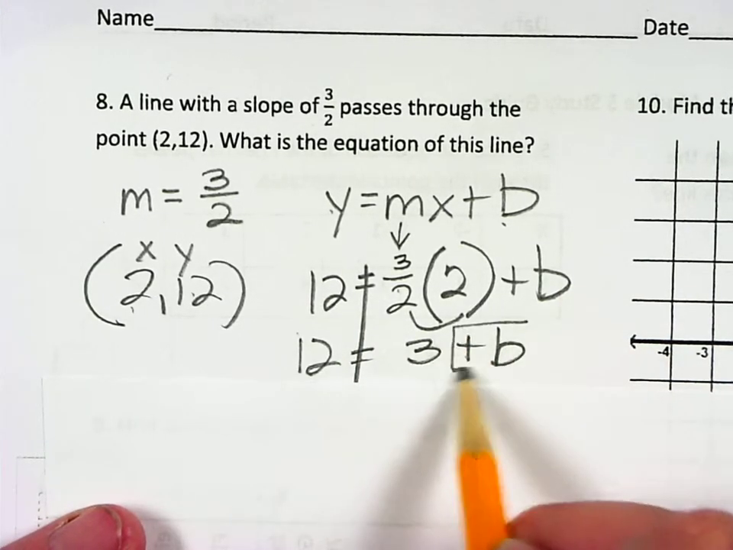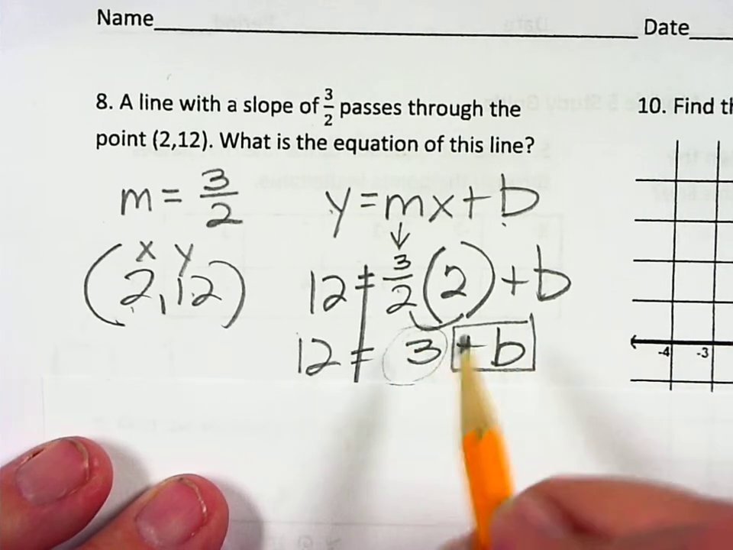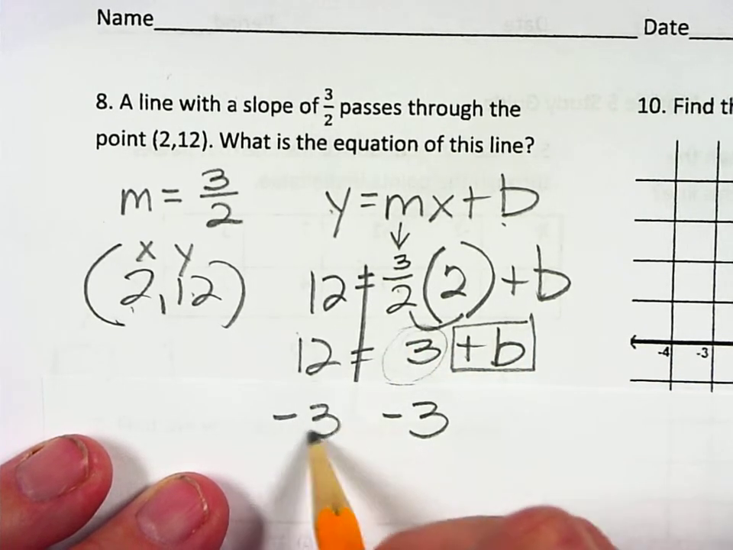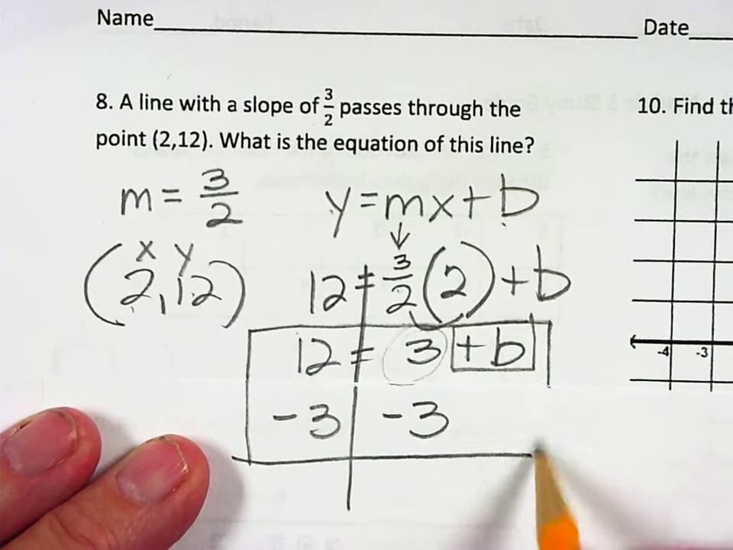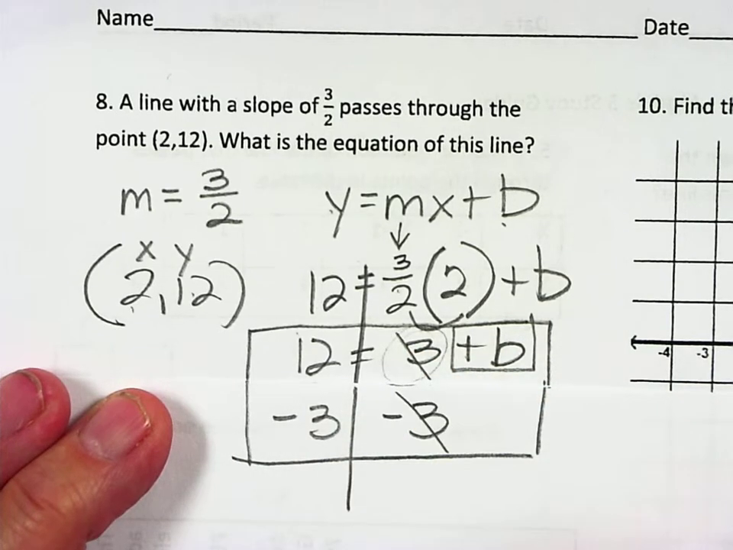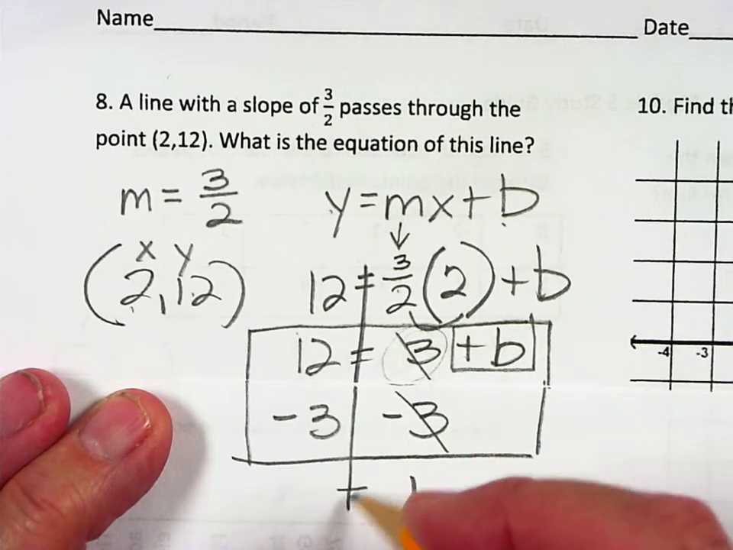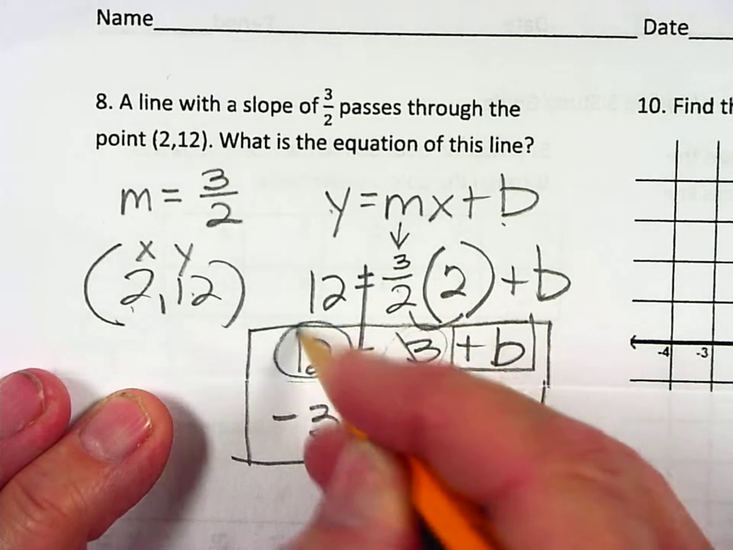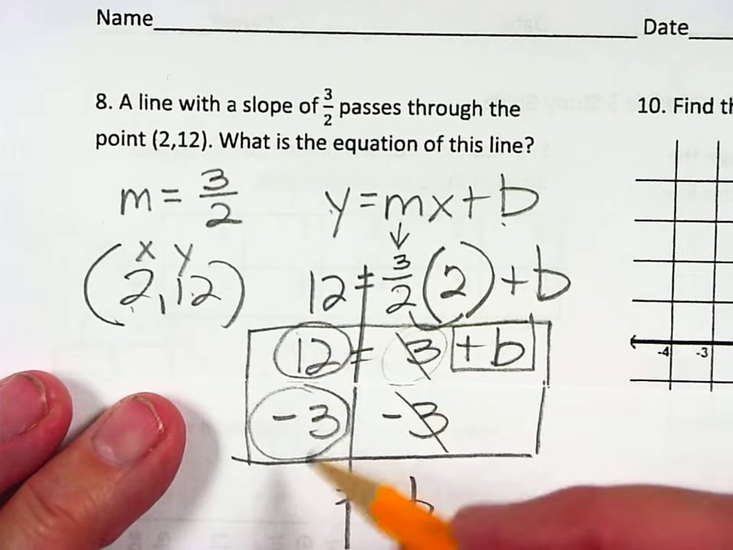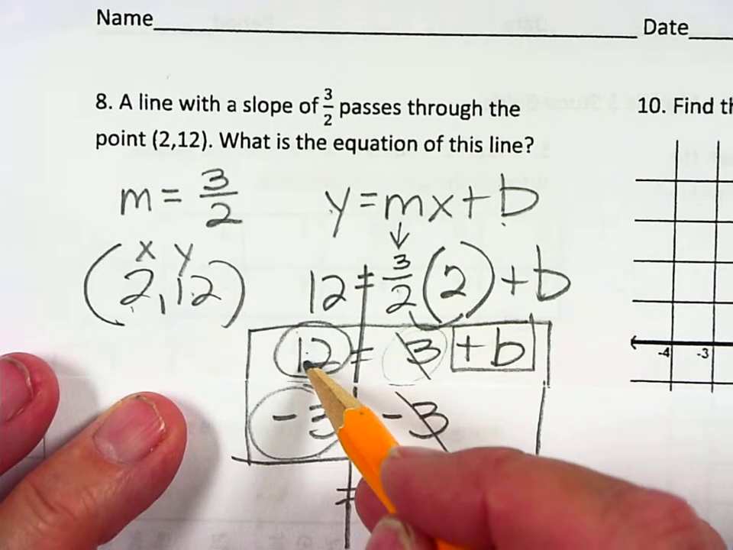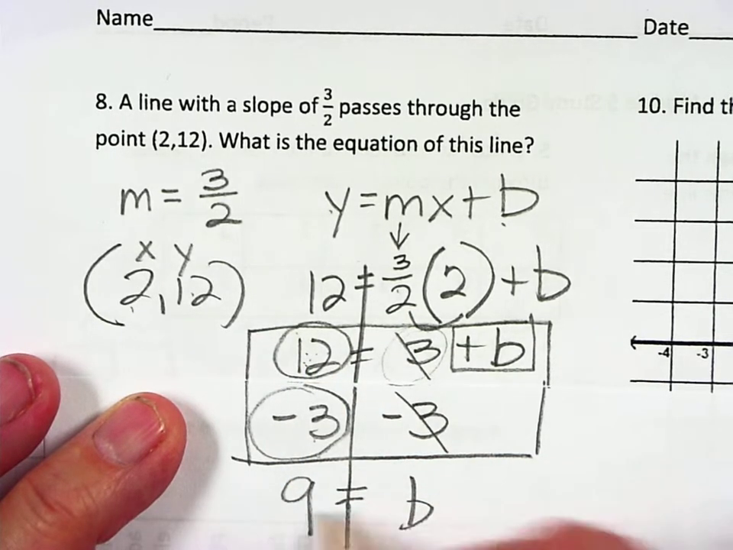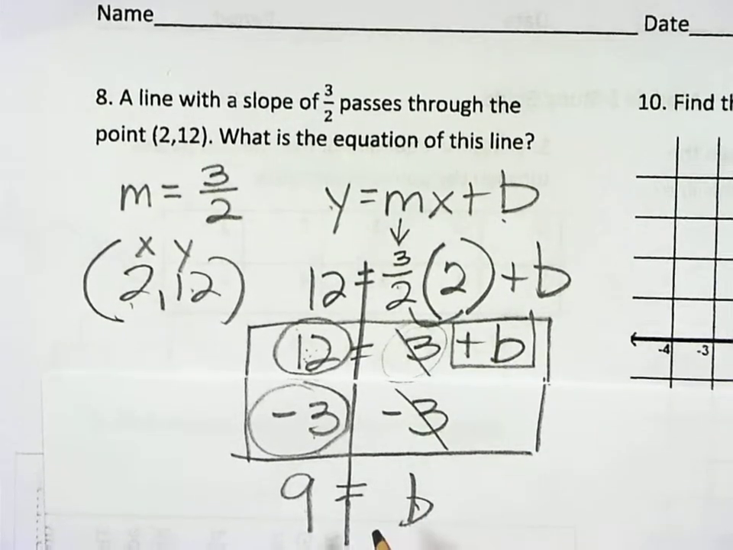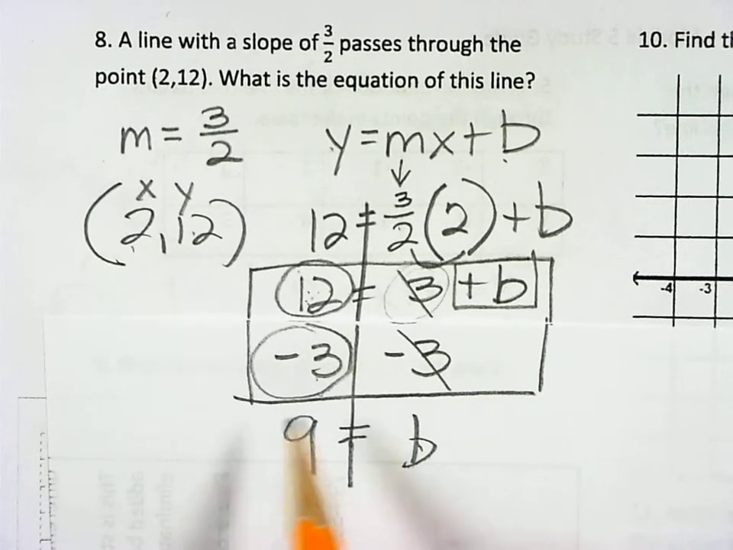And I want to get b alone. So I have to get rid of positive 3, and the inverse of positive 3 is negative 3. I'm going to do it on both sides to keep my balance. And now I'm going to combine all this together. These cancel out. I'm left with b. Now I have 12 positives and 3 negatives. Do I have more positives or more negatives? I have more positives. If these 3 negatives take 3 of these positives and cancel them out, 12 minus 3, I have 9 positives left over. There's your y-intercept. So the equation of this line, I know my m is 3/2.